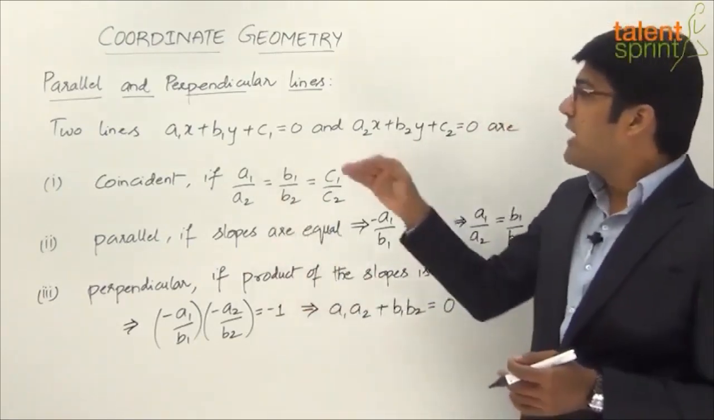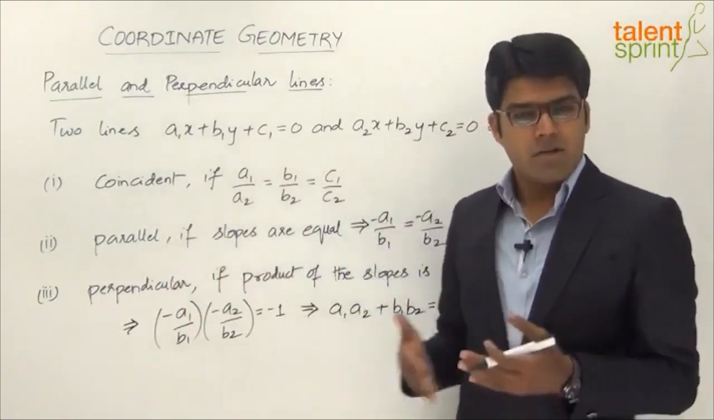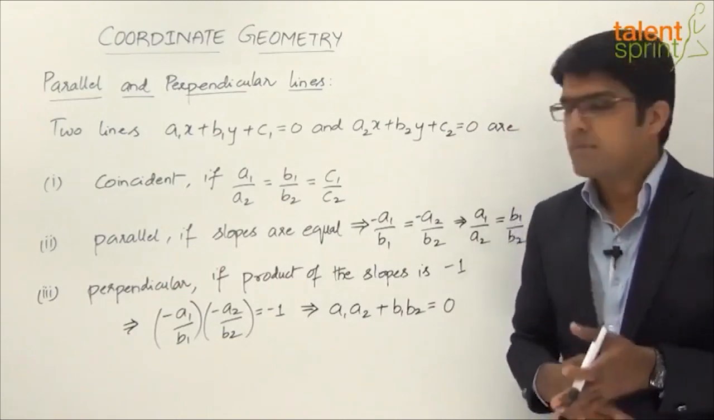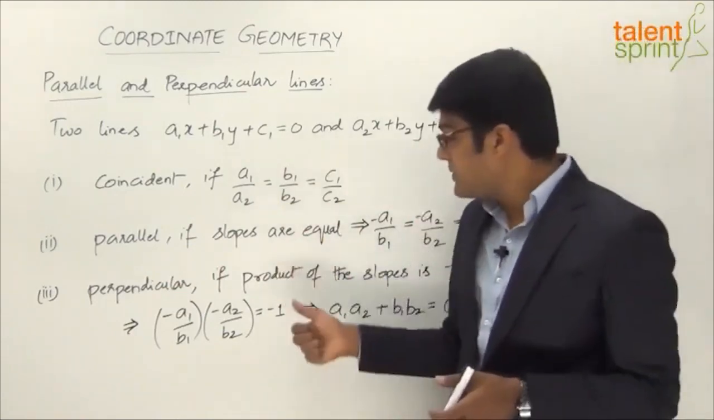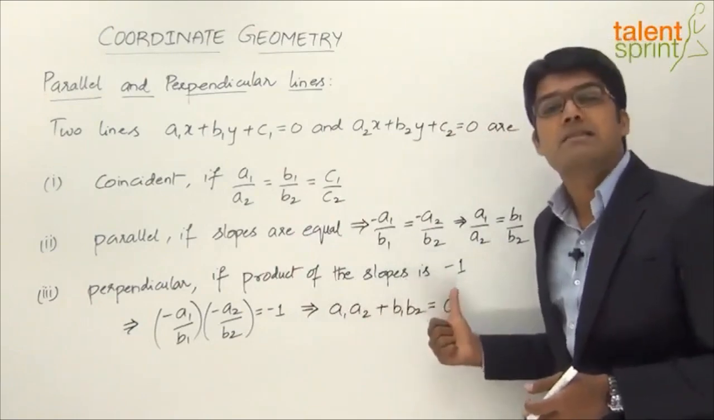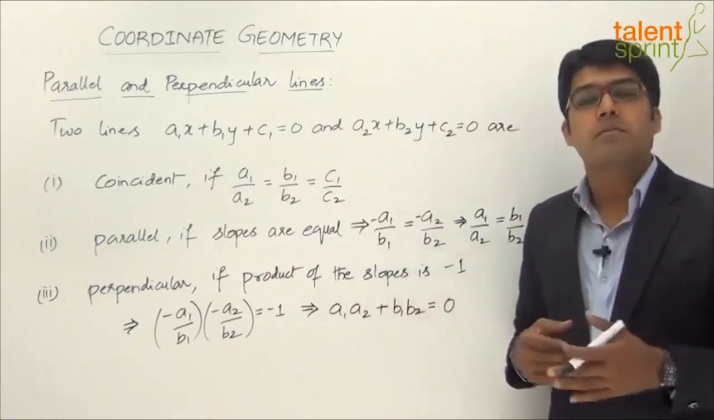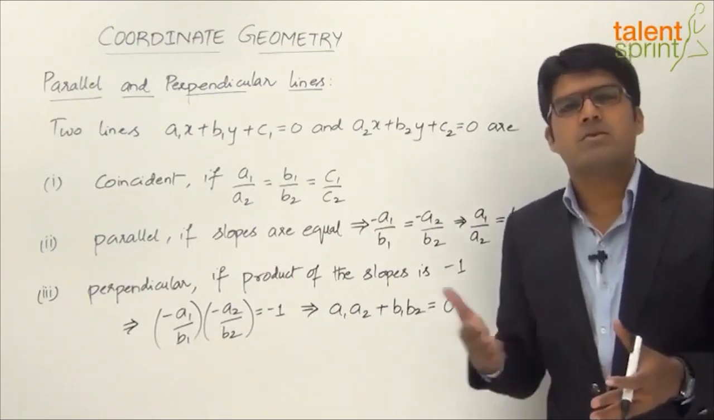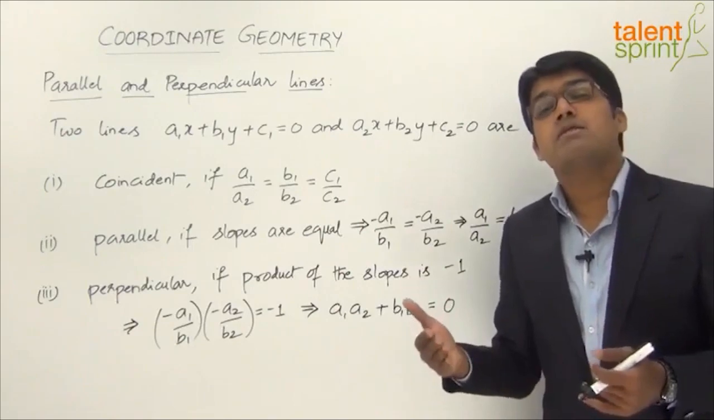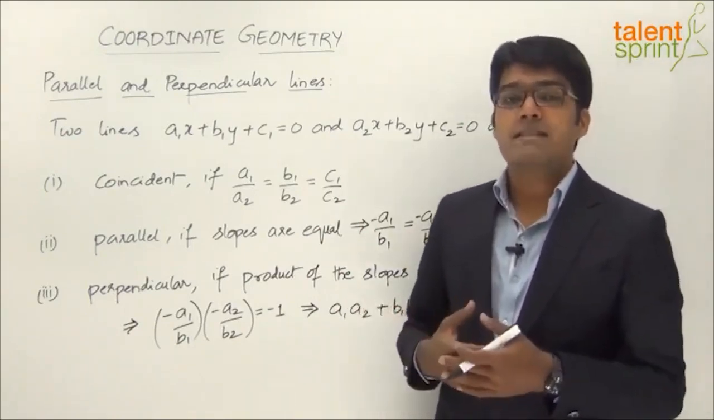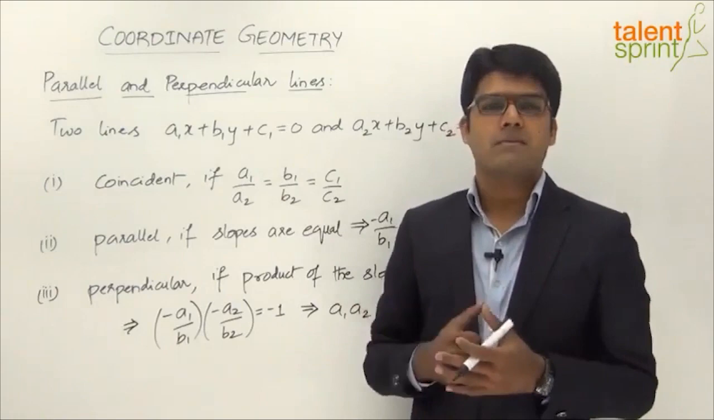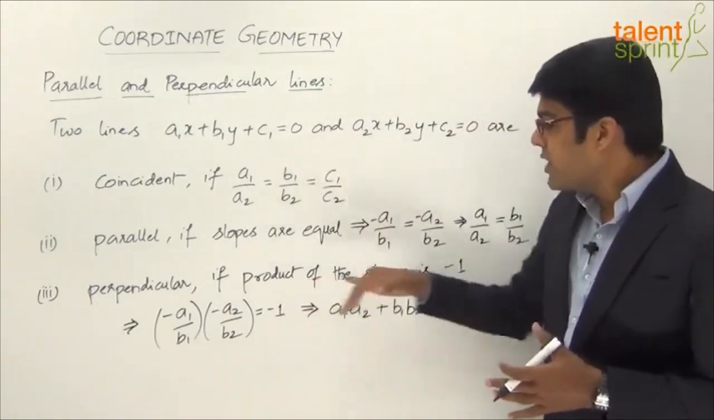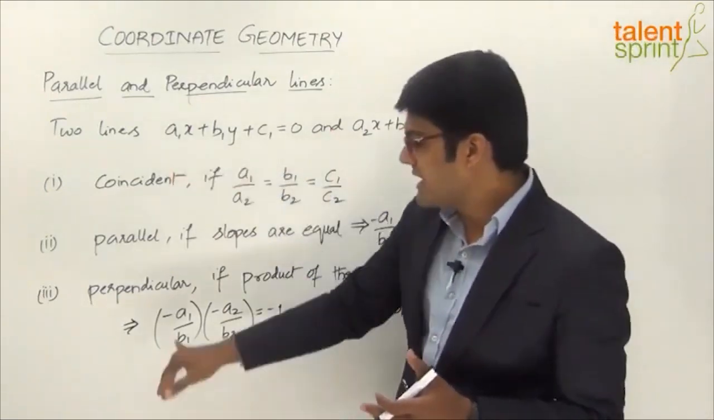And finally, the two lines are perpendicular. What does it mean for lines to be perpendicular? They intersect each other at an angle of 90 degrees. So the two lines are perpendicular if the product of the slopes is -1. The two lines will be perpendicular if the product of their slopes is equal to -1. So in the slope intercept form, y equals m1x plus c1 and y equals m2x plus c2, when do we say the two lines are perpendicular? If m1 into m2 equals -1. But since we have taken the equations in general form, let's come to a conclusion here. The product of the slopes is -1. What is the slope here? Minus a1 by b1.